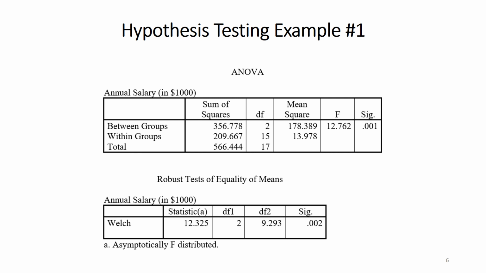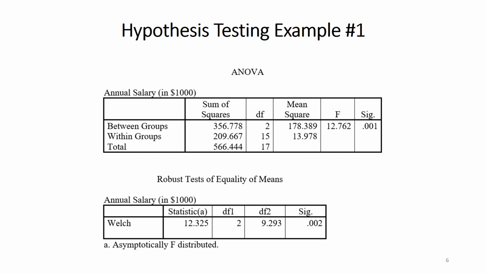But the robust test acts a lot like an F test. It just has the name Welch. And you'll notice, in fact, at that robust test of equality of means box, if you look at the footnote A, it says asymptotically F distributed. That's just telling us that the Welch statistic behaves an awful lot like the F statistic. So we can interpret it just like we would the normal ANOVA F statistic. And we'll see that as we go through some of our examples when we have to make that choice.